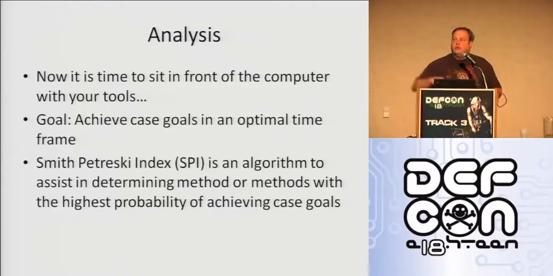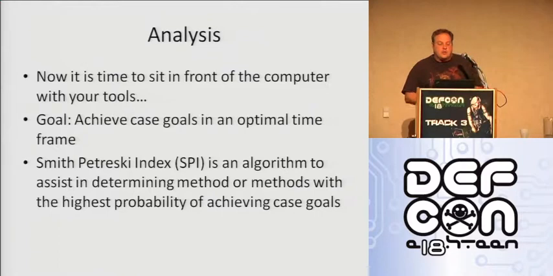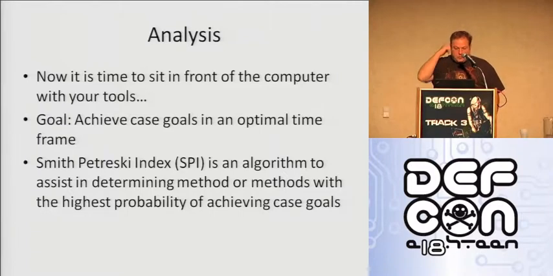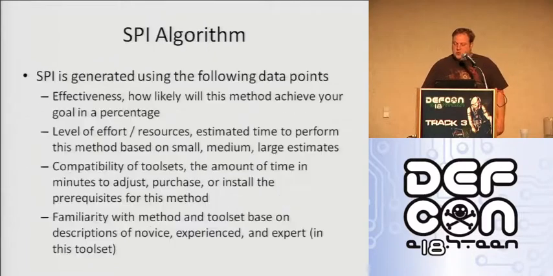You've already got your goals, and you've given an estimate of how long it's going to take you. So we want to achieve the case goals that we've determined and agreed upon in the optimal time, right? So we developed an index so we could rate all the different methods of solving that goal. It's just a simple algorithm, and we want to generate the highest probability based on the time. So we actually used a probability.